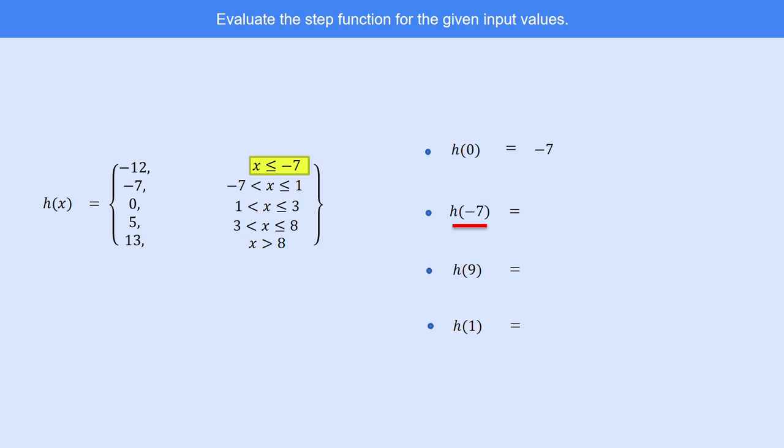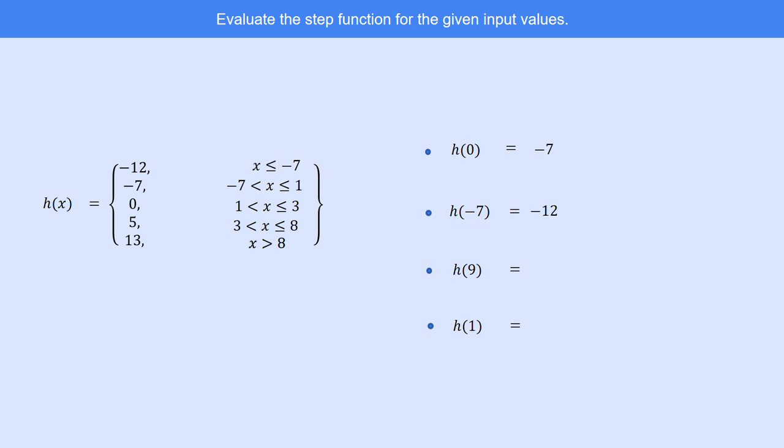Since the first interval is defined by x less than or equal to -7, it includes -7, but the second interval does not include -7, so we use the first interval. Therefore, the first interval tells us that h of -7 is -12. So the value of h of -7 is -12.